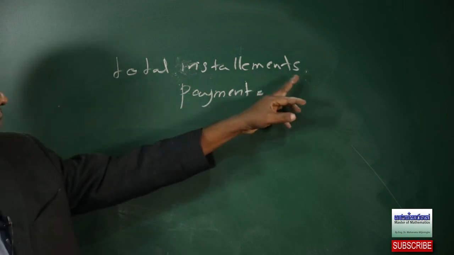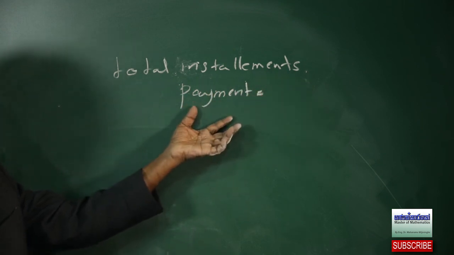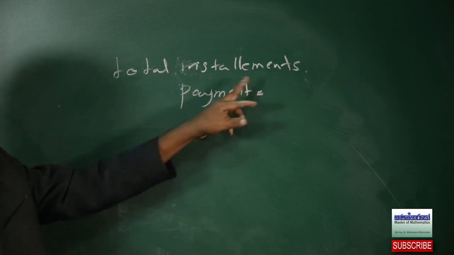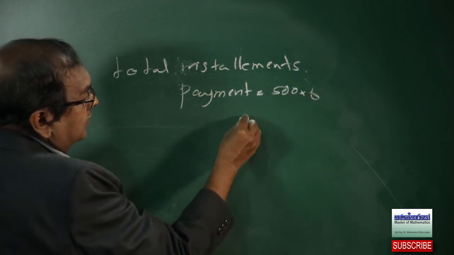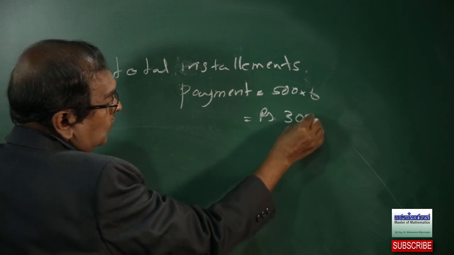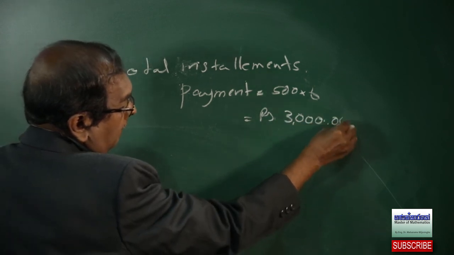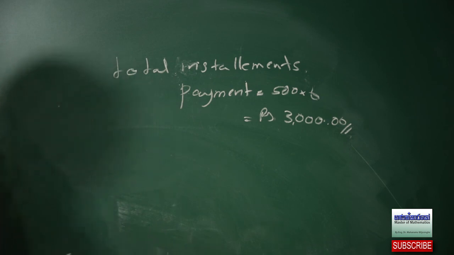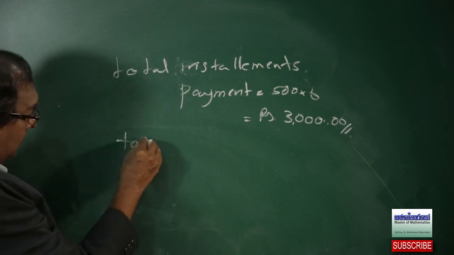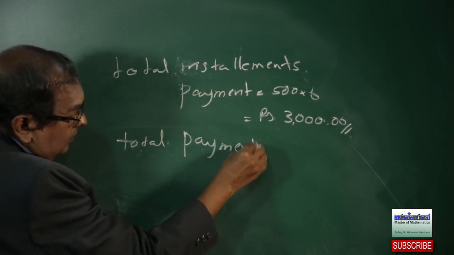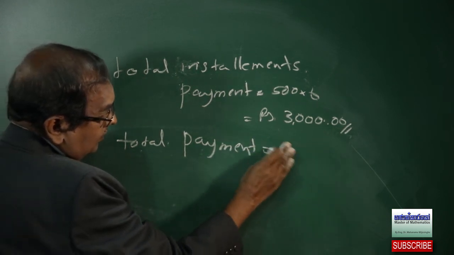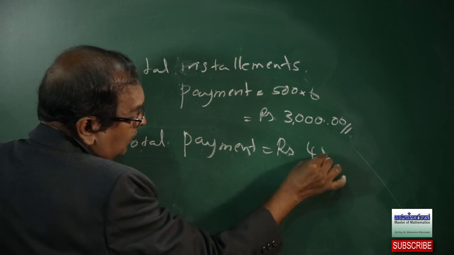Total installment payments. There are 6 installments. Therefore, I mention here installment payments 500 per month into 6. This is rupees 3,000. However, she has paid 4,500. Total amount she has paid, total payment, rupees 4,500.